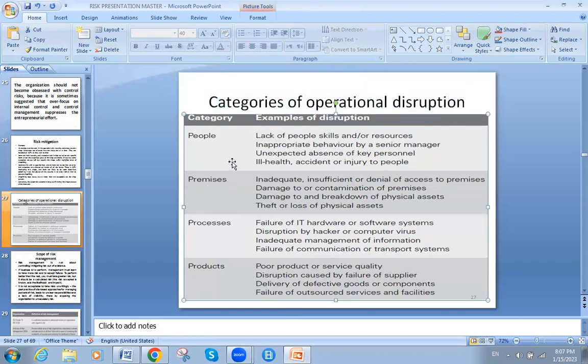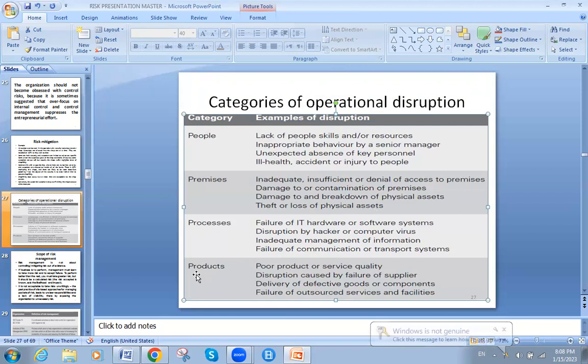The second category is the premises, or the buildings or the land. Examples of disruption are inadequate, insufficient, or denial of access to premises, where I cannot get into the premises. Damage to or contamination of the premises. Damage to and breakdown of physical assets. Theft or loss of physical assets. All these are examples of disruption for the premises. So we have four P's here: people, premises, process, and products.